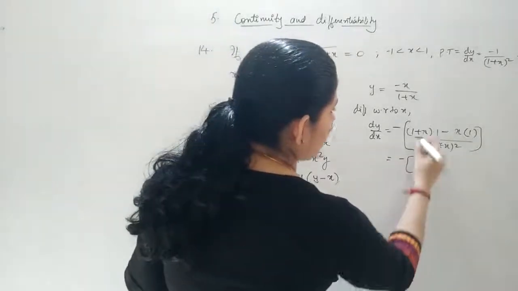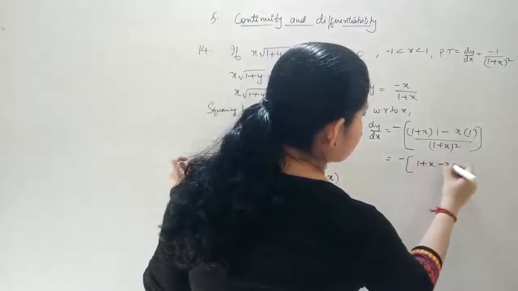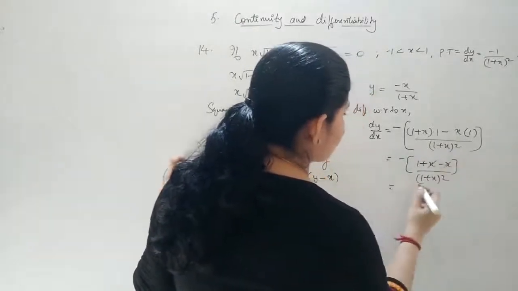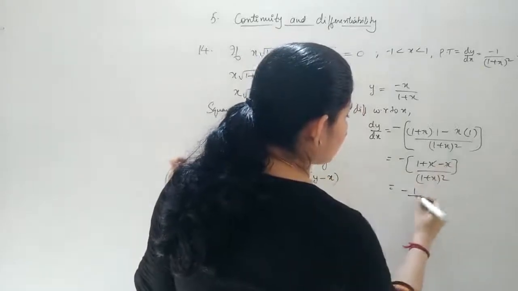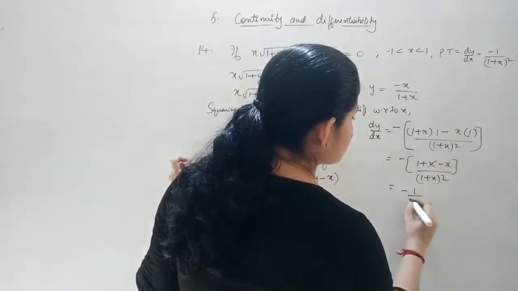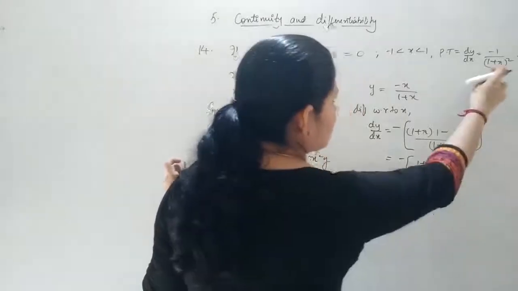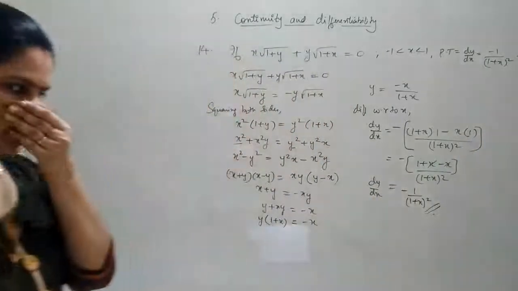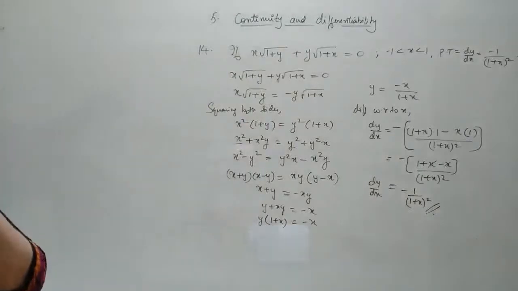So here minus of, this will give you 1 plus x minus x divided by 1 plus x the whole square. X gets cancelled, minus 1 by 1 plus x the whole square, which is your dy by dx. So you got dy by dx to be minus 1 by 1 plus x the whole square.